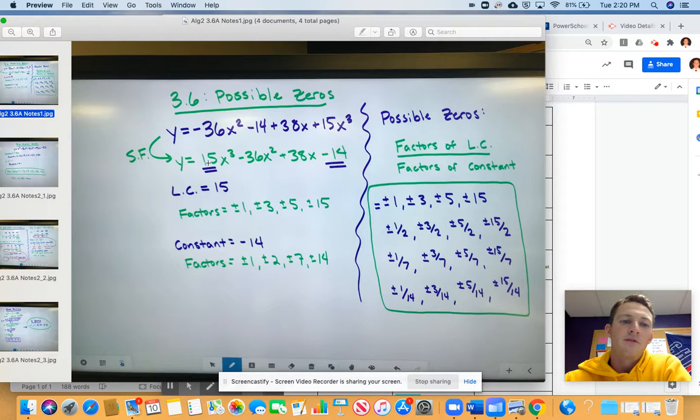Our leading coefficient is going to be important here. That's why we put it in standard form. That's 15. And then our constant would be negative 14. That's just the number without a variable out here. So looking at the leading coefficient of 15, our factors, so what multiplies to 15, plus and minus 1, positive and negative 3, plus or minus 5, and plus or minus 15.